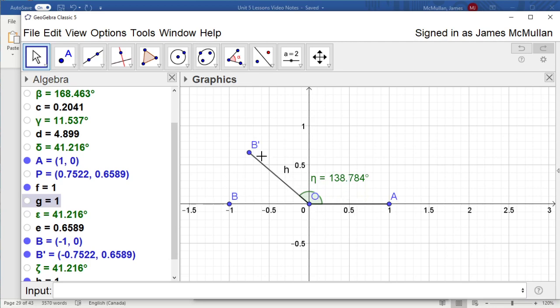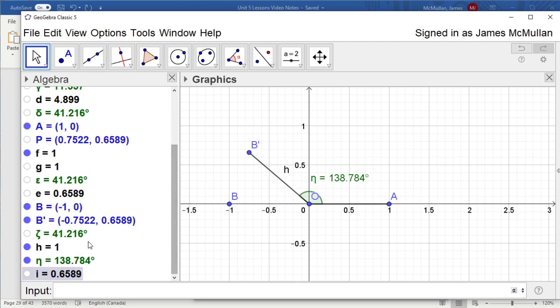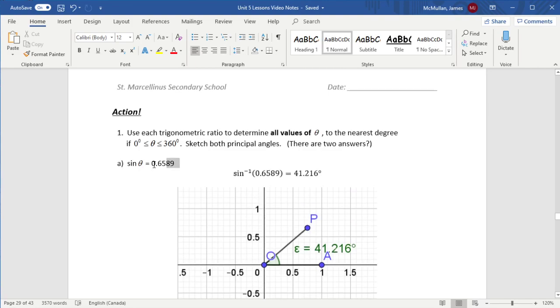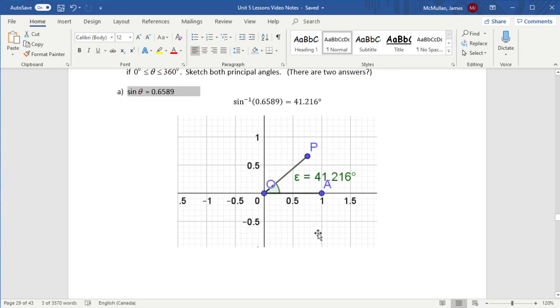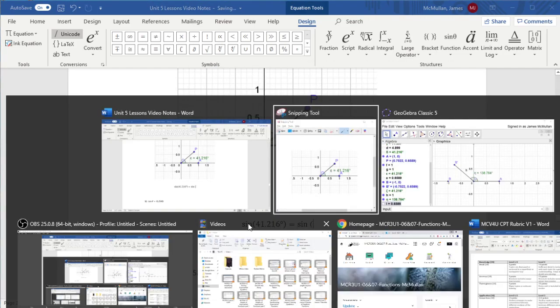Now, what is special about this angle? I'm in quadrant 2. In quadrant 2, sine is positive. If I check the sine of 138.784 degrees, I get 0.6589, exactly the same as what my question was asking. So I posed this question to you at the very beginning of this unit, and I said it would come back and it would be a challenge for us, because it is a challenge to just understand what is going on here.